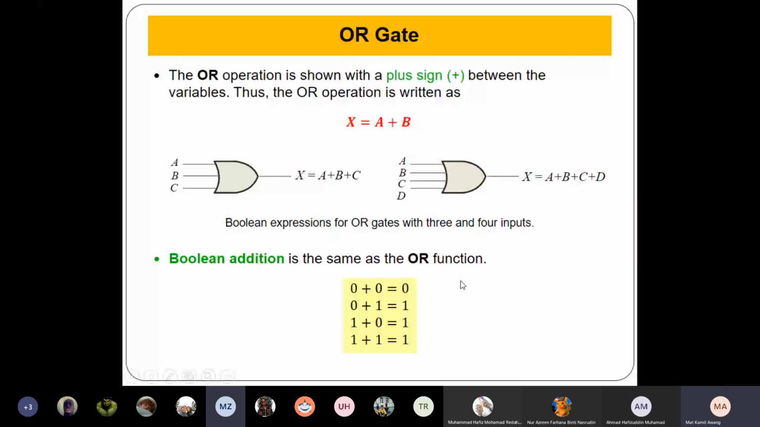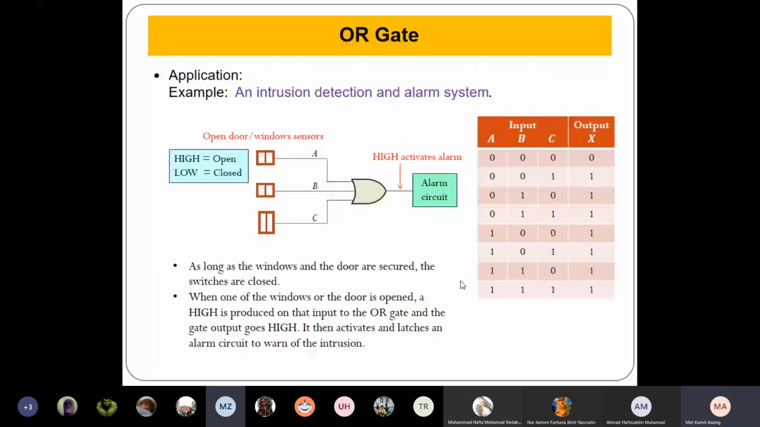This is an example of an OR gate, an intrusion detection and alarm system. Let's say you have two windows and one door. As long as any one is open, it will trigger the alarm. Basically, you connect one input to a window, another to the other window, and another to the door. If any one is high, you get an alarm.